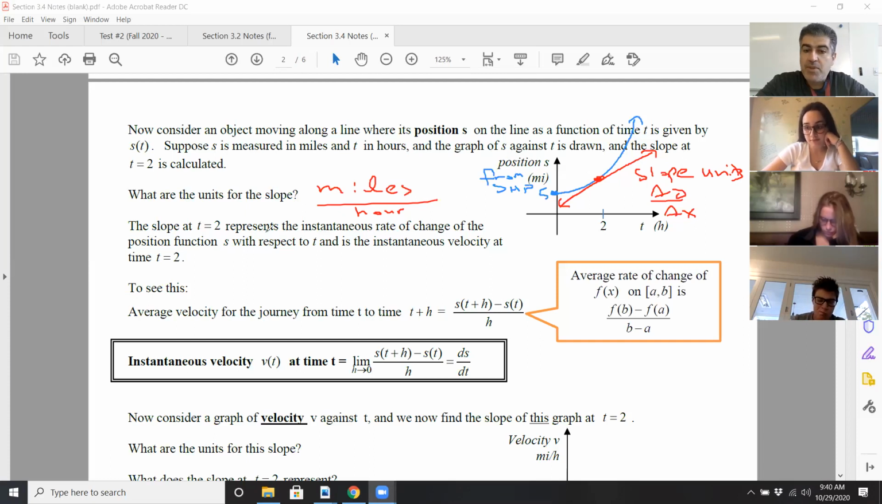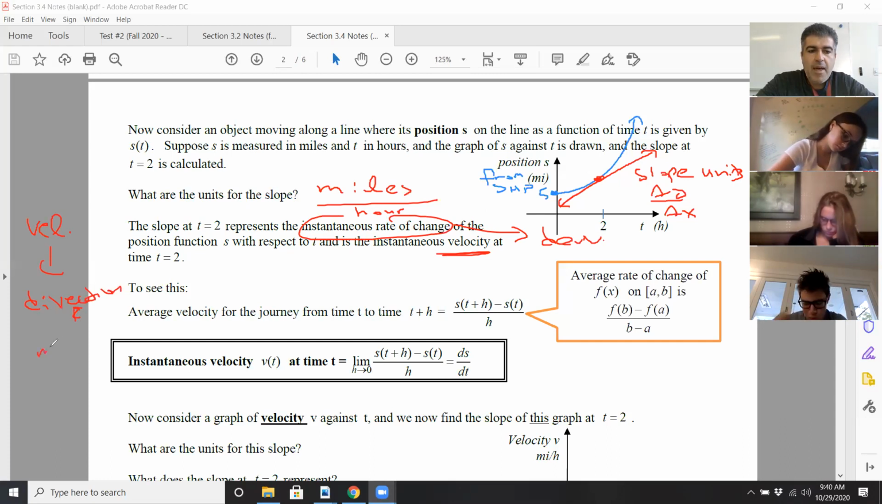Anyway, the slope at t equals 2 represents the instantaneous rate of change. So that's a derivative. The position function with respect to t and its instantaneous velocity. So it's going to represent velocity, because velocity, just so you know, has direction and magnitude.